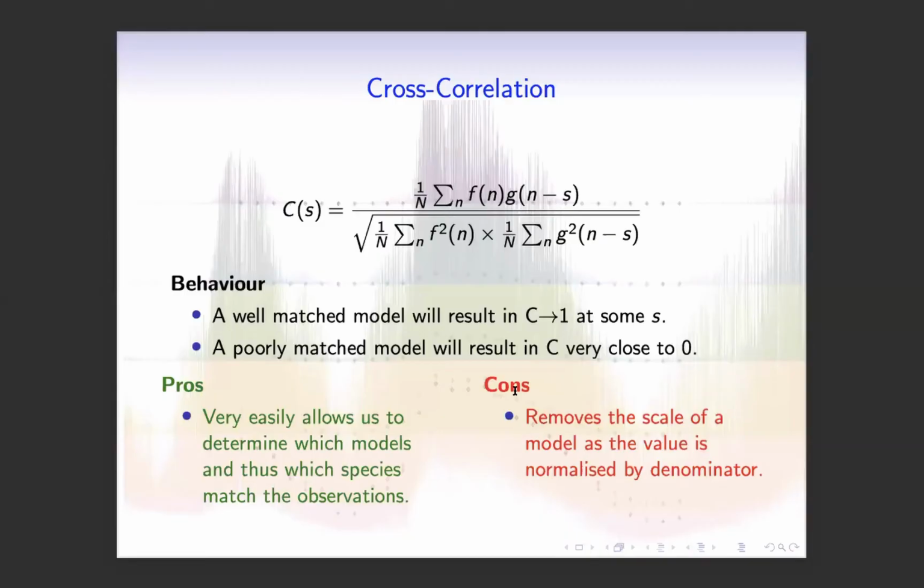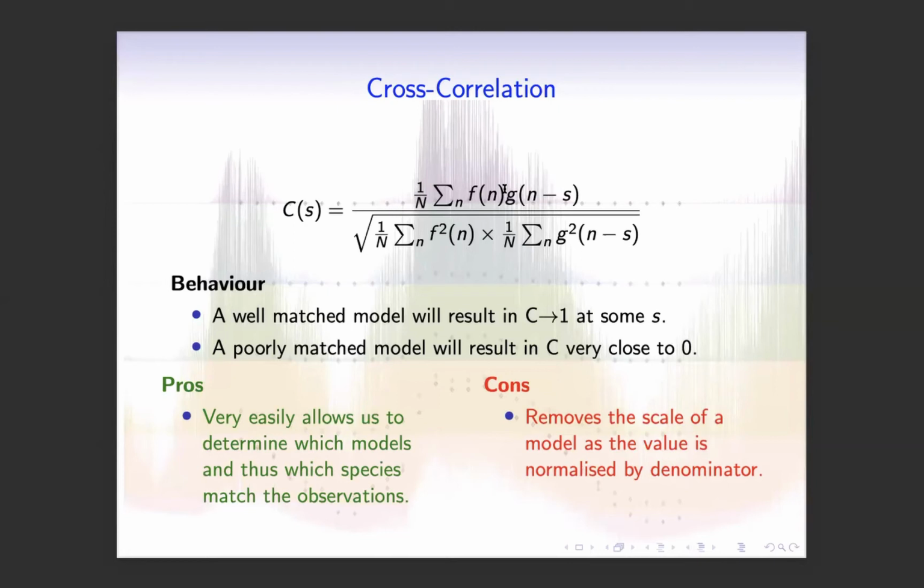I'm just going to go back to the talk. So this is the product that we're applying, but to think about it in terms of visualizing, just imagine one sliding through the other, and a well-matched model will result in a cross-correlation value of one, and a poorly matched model will result in something that's very close to zero, because you're not matching anything.